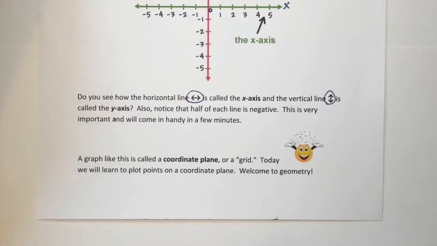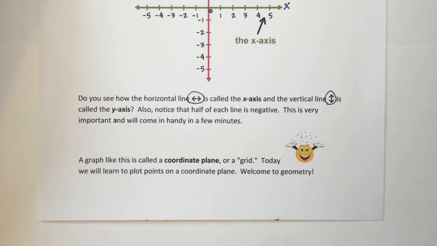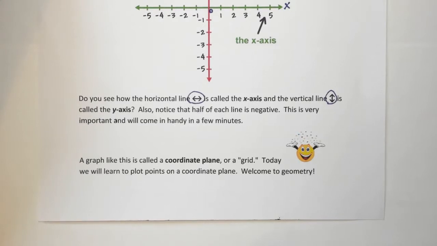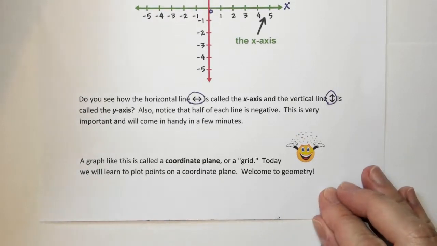A graph like this is called a coordinate plane or a grid. Today we will learn to plot points on a coordinate plane. Welcome to geometry.